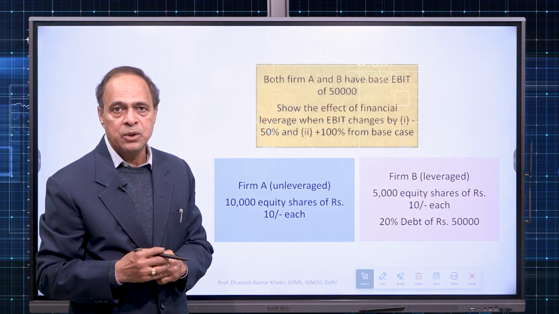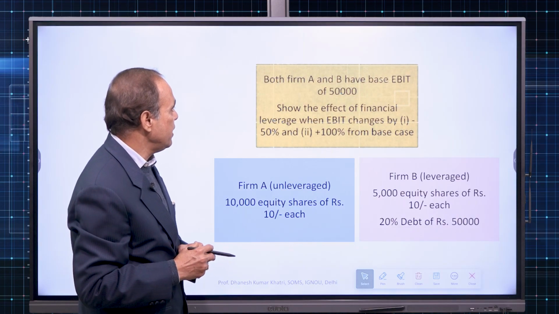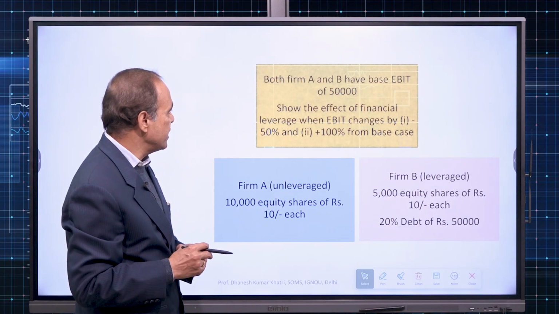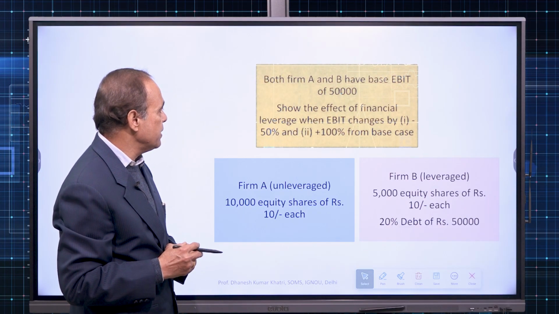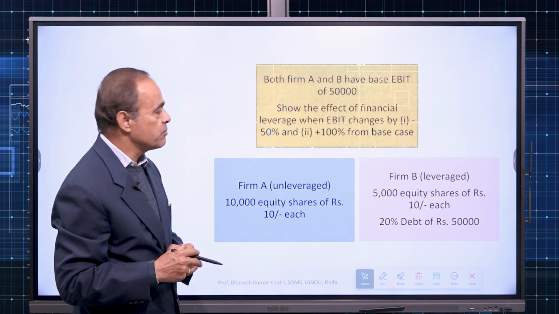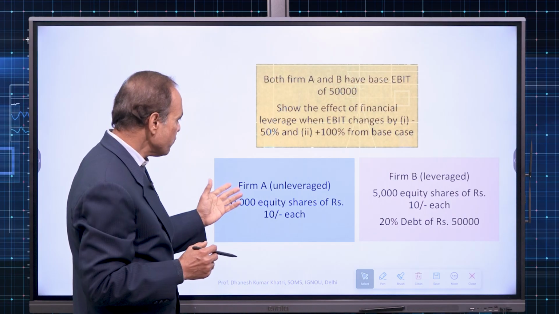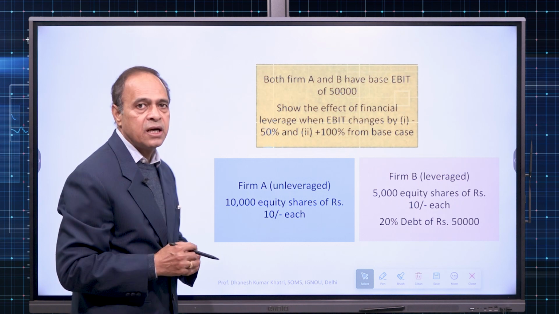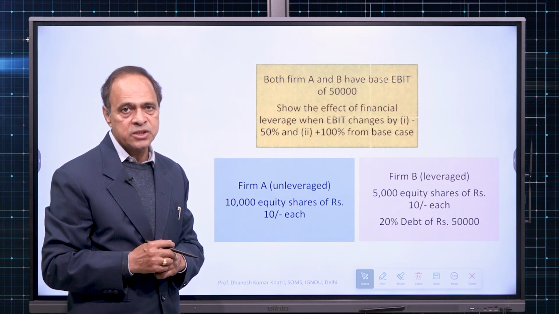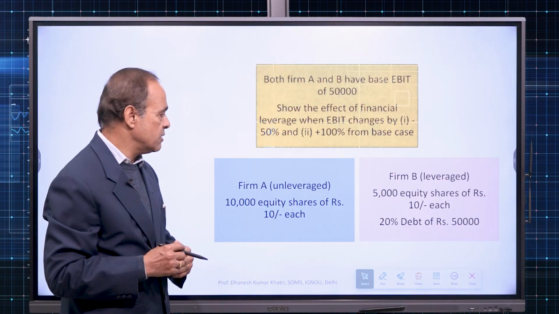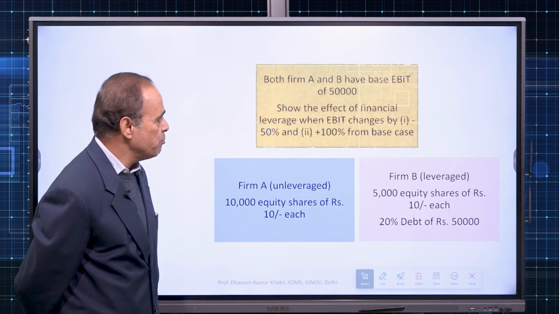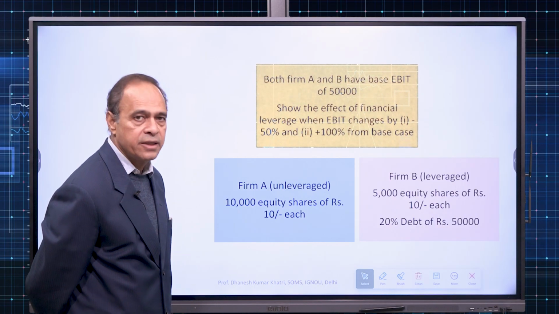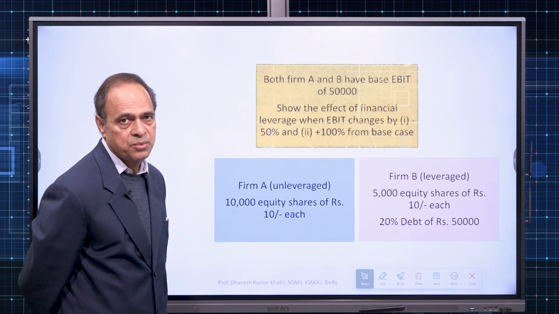Now we can see an example on the DFL also. Both firm A and firm B have base EBIT of 50,000. Show the effect of financial leverage when EBIT changes by 50% and 100% from the base case. Firm A is unleveraged, firm B is leveraged. Unleveraged means 100% financing through equity, that is equity owners' funds. In this case, we have 10,000 equity shares of 10 each, whereas firm B is leveraged: 5,000 equity shares of 10 each and 20% debt, that is bonds or debentures of 50,000 rupees.